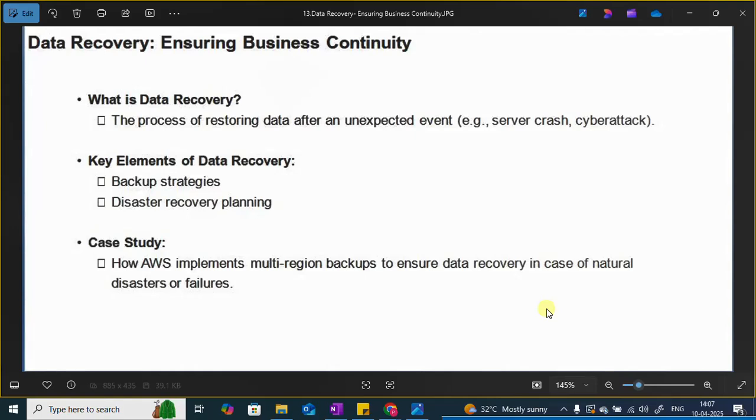Now case study: how AWS implements multi-region backup to ensure data recovery in case of natural disaster or failure. Because the backup is always there, whether it's a database or any cloud platform or any storage, we are always giving backup support, so that we ensure there won't be any missing data altogether. Clear?